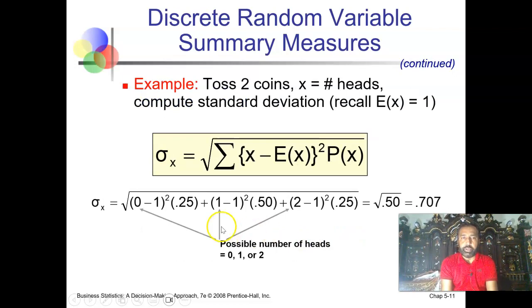In the same example which we solved in the last slides, we know that the expected outcome is 1, so 0 minus 1, 1 minus 1, 2 minus 1, we take their square, multiply it with their corresponding probabilities, and we do not divide it by n or n minus 1, we simply take the square root and we conclude that 0.707 is the standard deviation of the number of heads if we toss 2 coins.